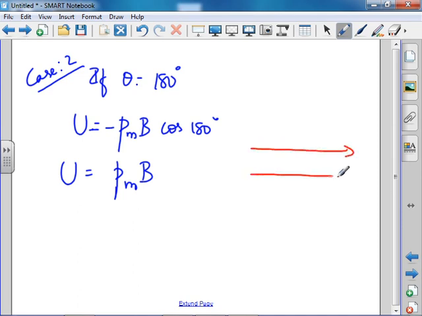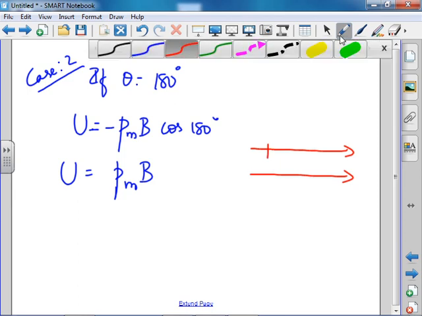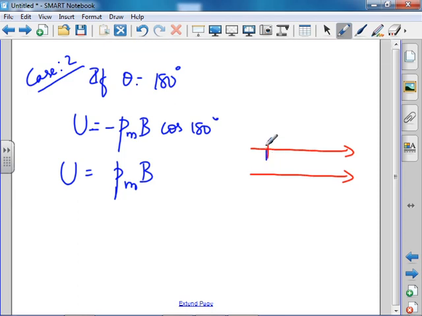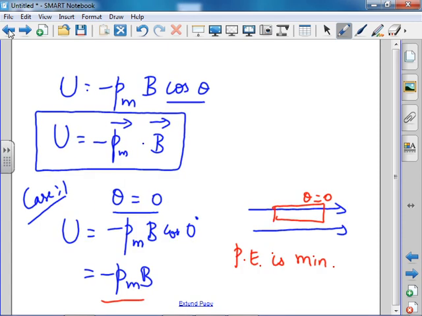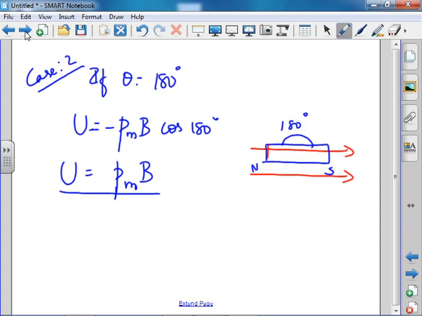If there is a magnetic field, and the magnet is aligned with north and south like this, then if it is rotated through 180 degree, the potential energy is maximum. Here is north and here is south, so theta is equal to 0. If this is rotated exactly 180 degree, the potential energy is maximum.